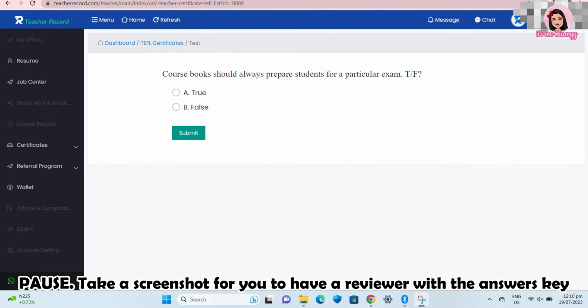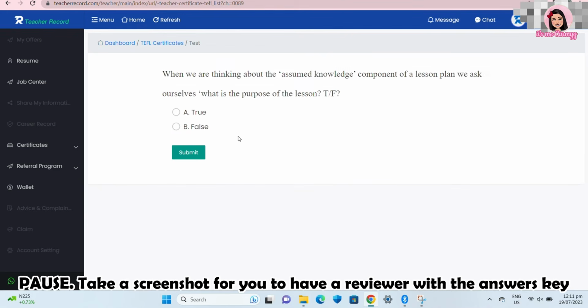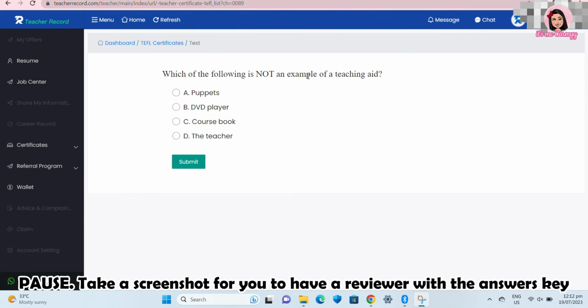Course books should always prepare students for a particular exam. False. When we are thinking about the assumed knowledge component of a lesson plan, we ask ourselves, what is the purpose of the lesson? False. Which of the following is not an example of a teaching aid course book?